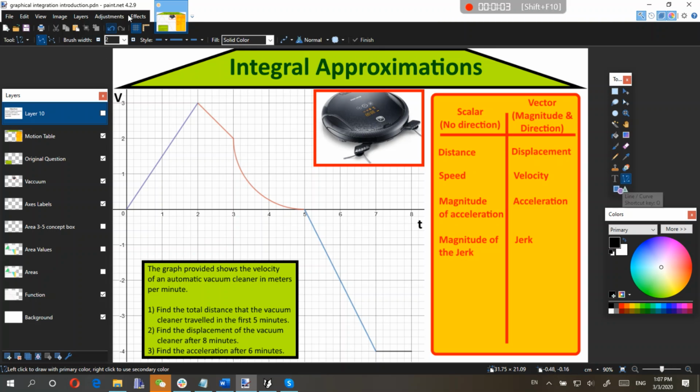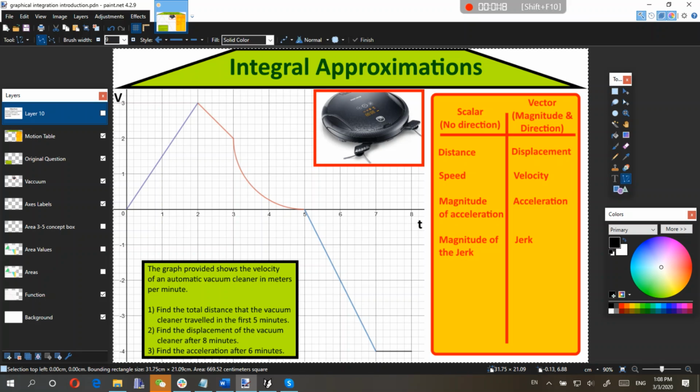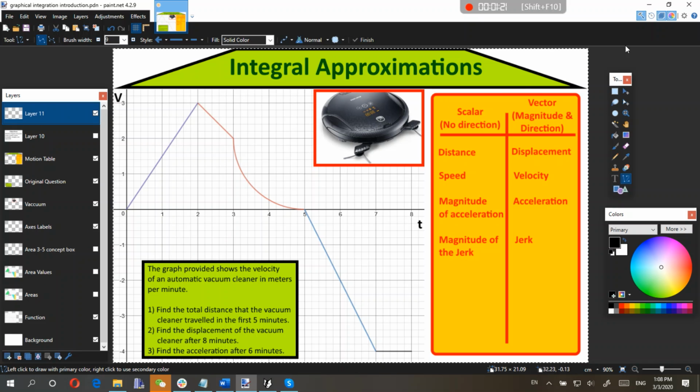From quarter two, if we derive displacement, we get velocity. If I derive velocity, I get acceleration. And if I derive acceleration, I get jerk. Which also means that if we work backwards, if I integrate jerk, I'll get acceleration. If I integrate acceleration, I'll get velocity. And if I integrate velocity, I'll get displacement.